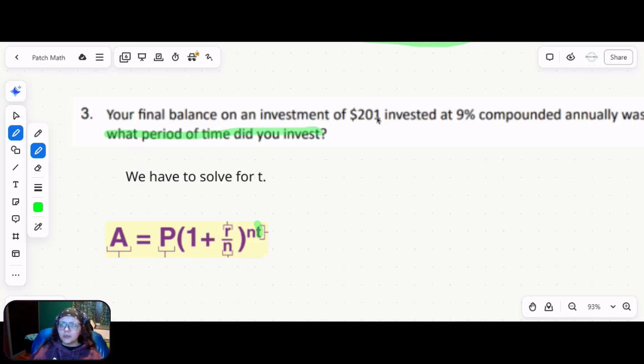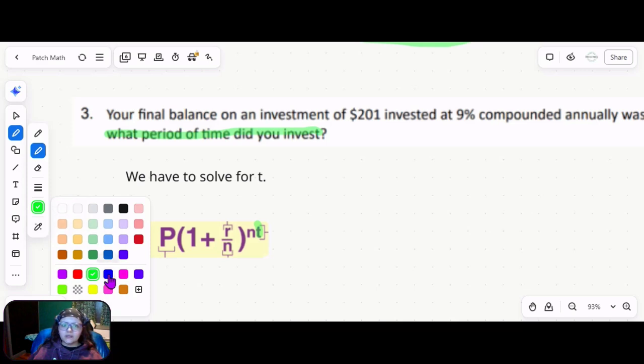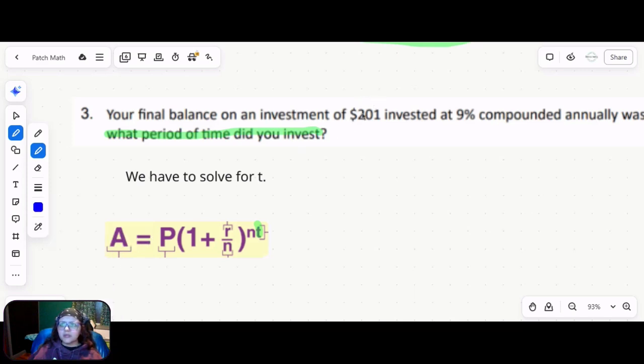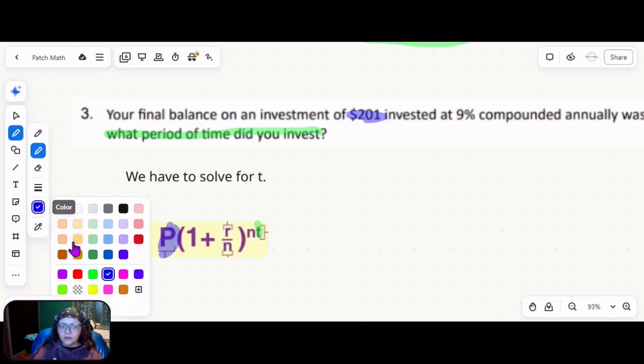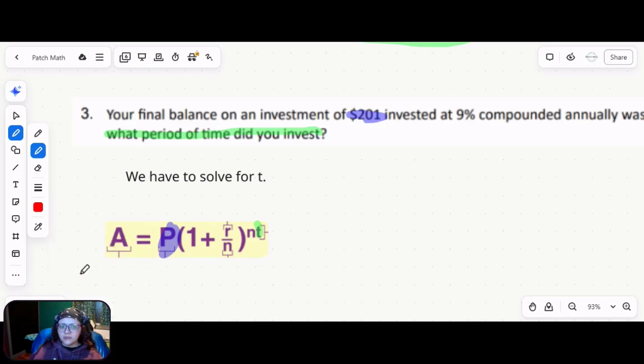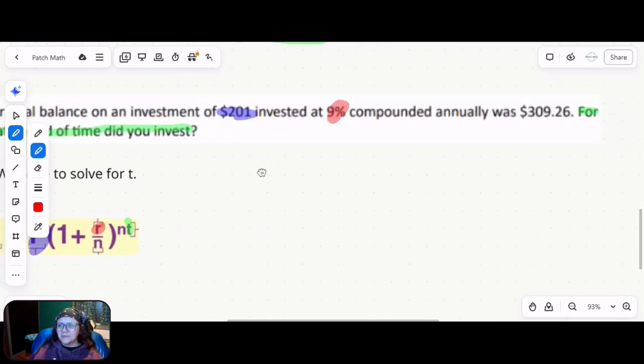All right, so the supporting information that will allow us to solve for T. Well, we find that our principal, the initial amount invested, we'll go ahead and just color code here. The principal, the initial amount invested is $201. All right, then we have our rate. Always remember, we are converting this to decimal form. In decimal form.